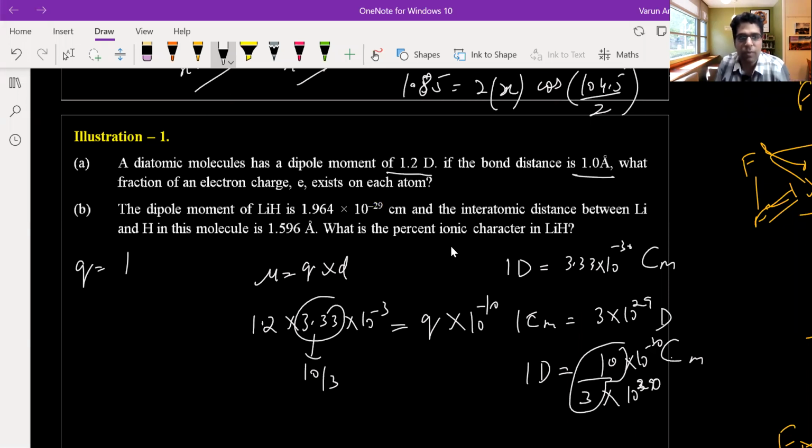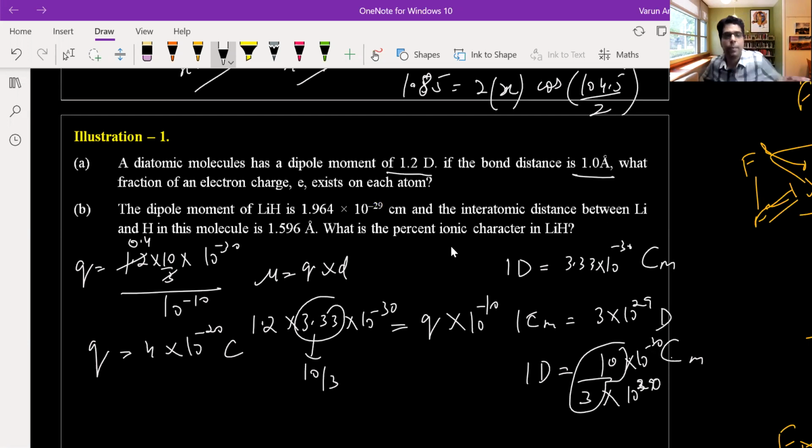So charge will be how much? 1.2 divided by 3, into 10 to the power minus 30, divided by 10 to the power minus 10. So 1.2 by 3 is 0.4. 0.4 into 10, that is 4. And this will be 10 to the power minus 20 coulomb, right? So this is the charge.